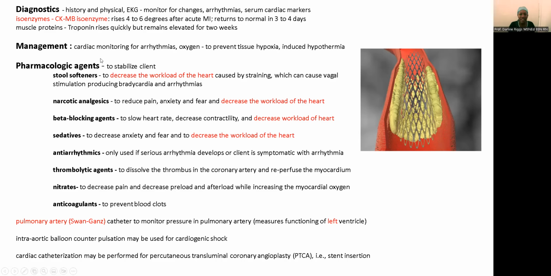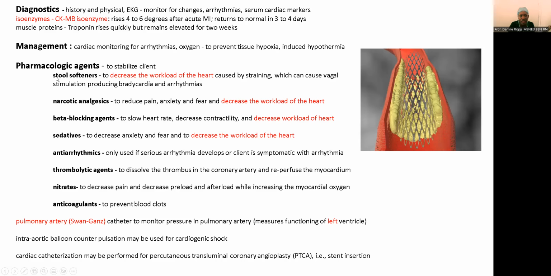Now, let's talk about the pharmacological, right? Medications. Okay, so our goal is we want to stabilize this client and we don't want to stress their heart. Okay, we don't want to stress the heart. You're going to see, I'm going to sound like a broken record because it is what it is. So the pharmacological regimen is going to include stool softeners, narcotics, beta blockers, sedatives, antiarrhythmics, thrombolytics, nitrates, anticoagulants.